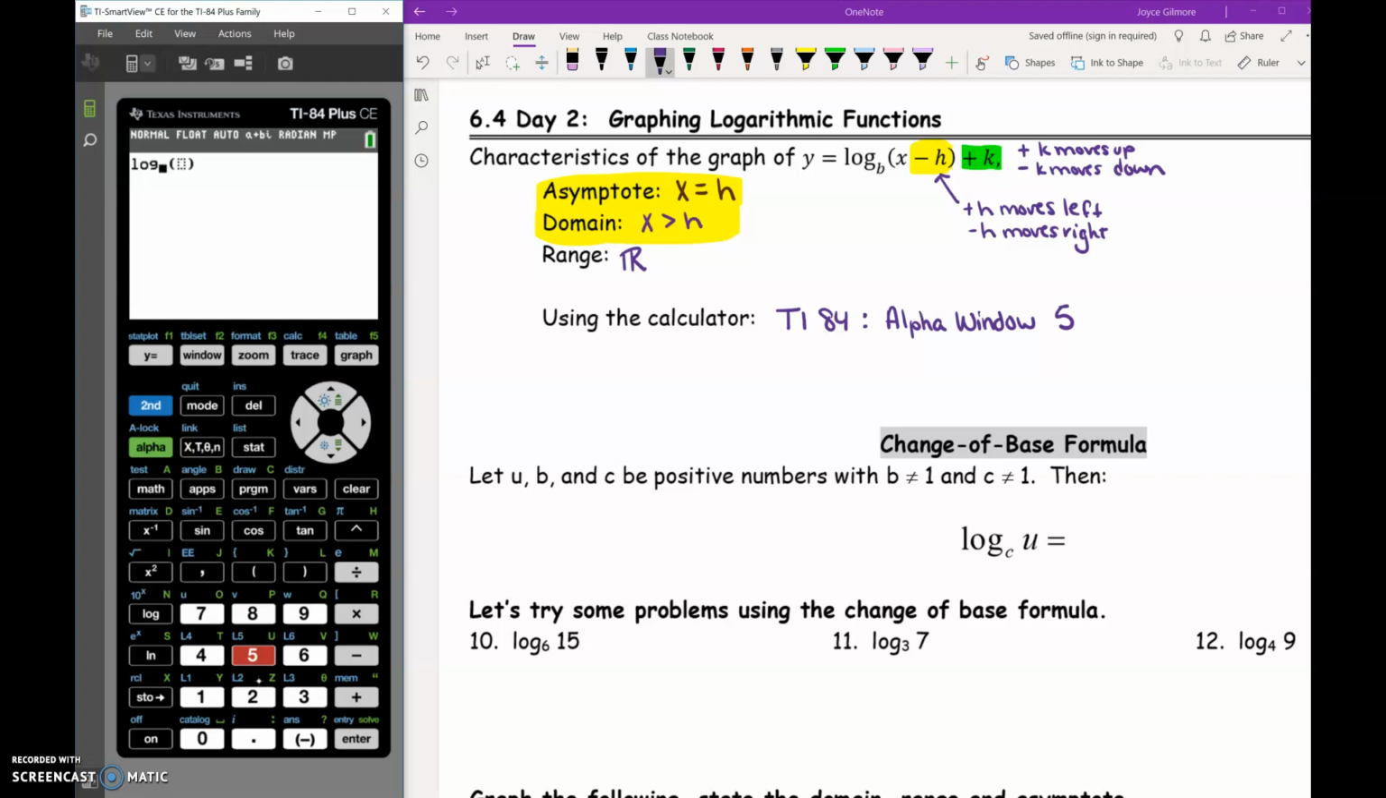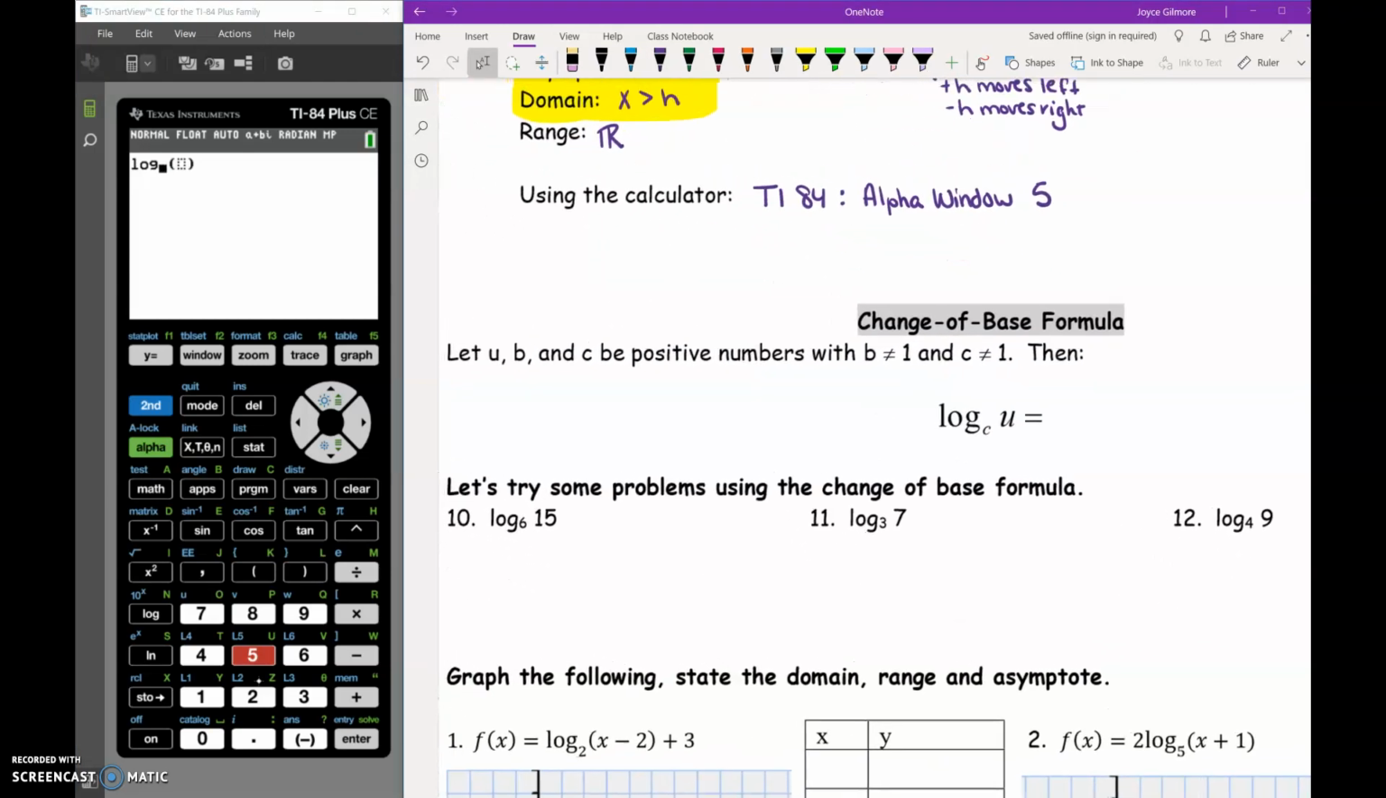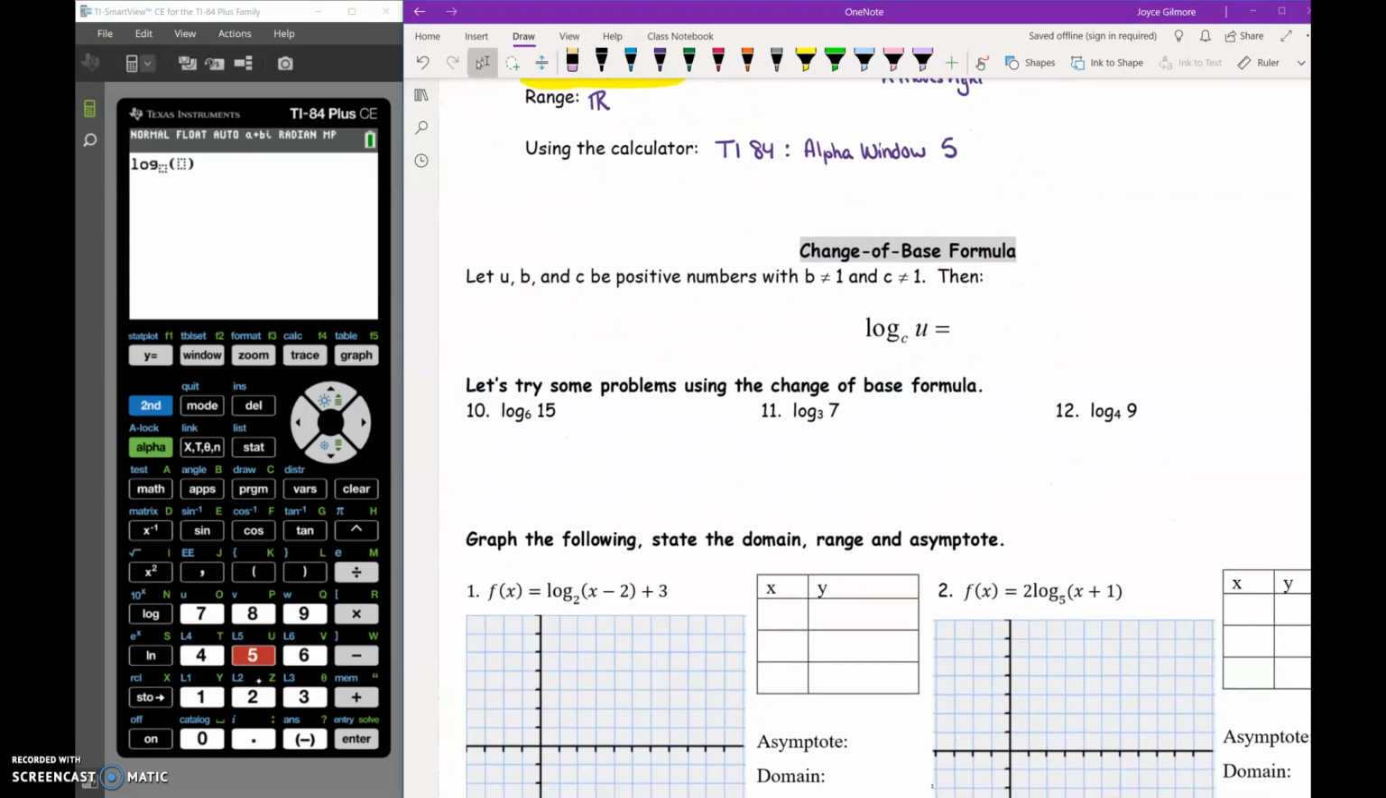So what if we need to do a log with a scientific calculator or with a TI-83 calculator, like an older style calculator? We can use the change of base formula. If you have the log base c of u, you can use the normal log button and do log button u divided by log button c. You always do the stuff inside the log on top and the base is on the bottom.